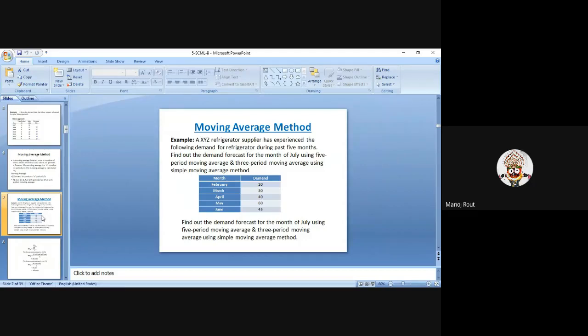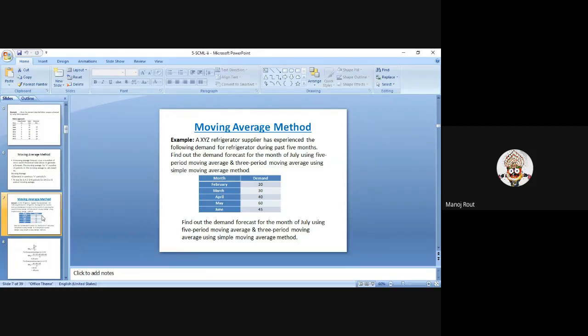I repeat the question. An XYZ refrigerator supplier has experienced the following demand for refrigerators during the past 5 months. The 5-month data are given starting from February, March, April, May, and June, and their demand is respectively 20, 30, 40, 60, and 45. You have to find the demand forecast for the month of July using a 5 period moving average and a 3 period moving average, using the simple moving average method.